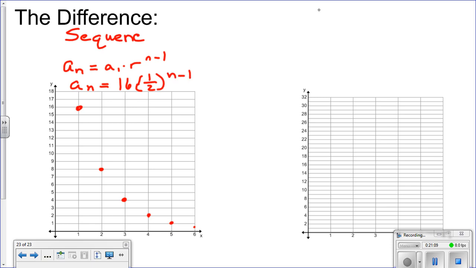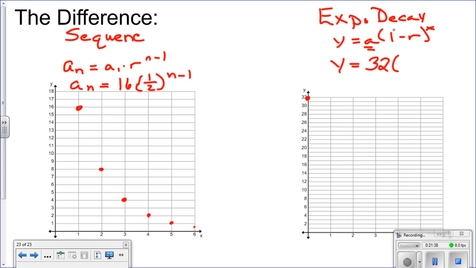If we look at this as regular exponential decay, which is your formula of y is equal to a times 1 minus your rate to the x power, this would be y is equal to, believe it or not, this a is different than a sub 1. This is your y-intercept. So your y-intercept would actually be, for this one, 32. So this would be 32. Now we already know 1 minus the rate would actually end up being a half. It's going to be the same base here to the x power. So essentially the graphs are going to look the same.